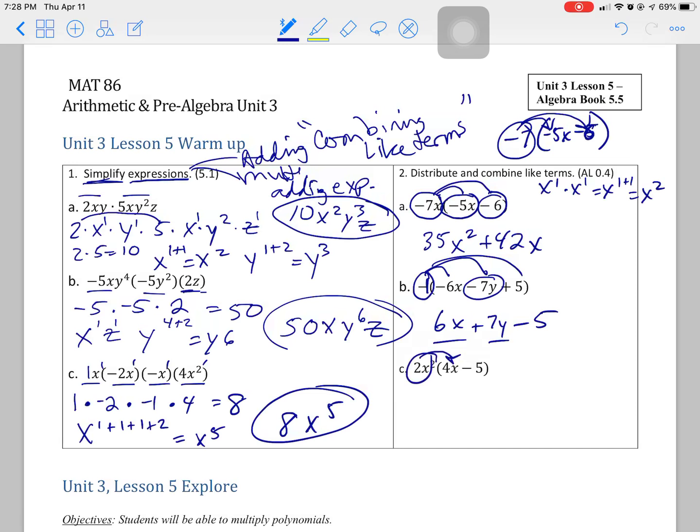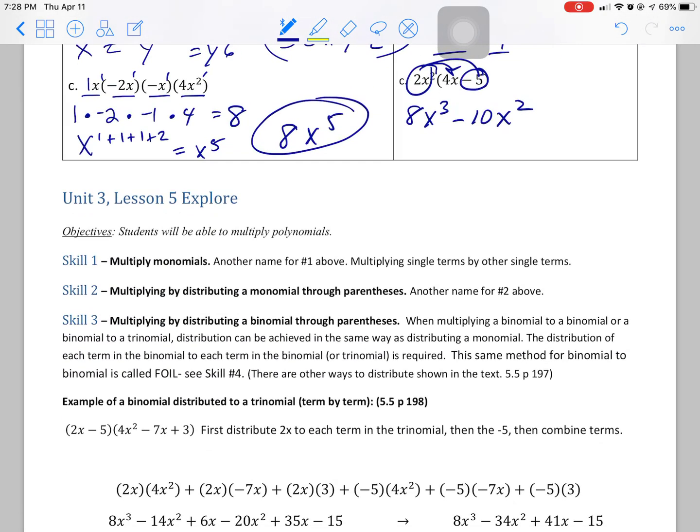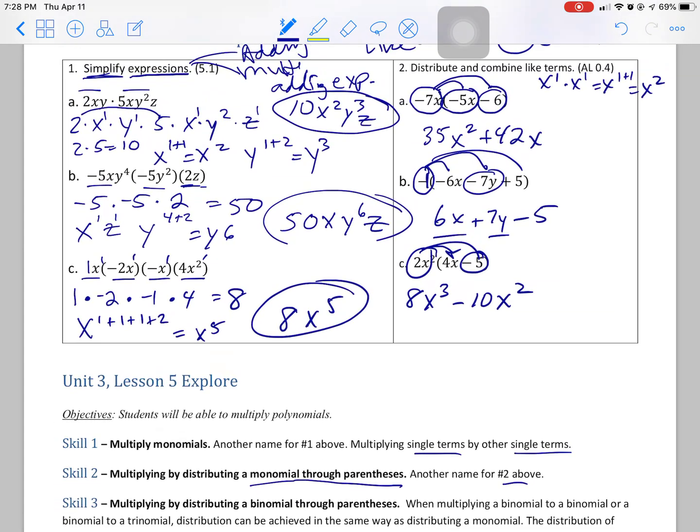All right, this times this would be 8x to the 3. And this would be negative 10x squared. So make sure you're bringing the x's along with you. When you have just one term, you're multiplying a single term by another single term. Distributing a monomial through a parentheses, that's the same as, here, let's see if we can do this. Multiplying monomials, that's what we did for all of these here. Multiplying a monomial through parentheses is what we did here.